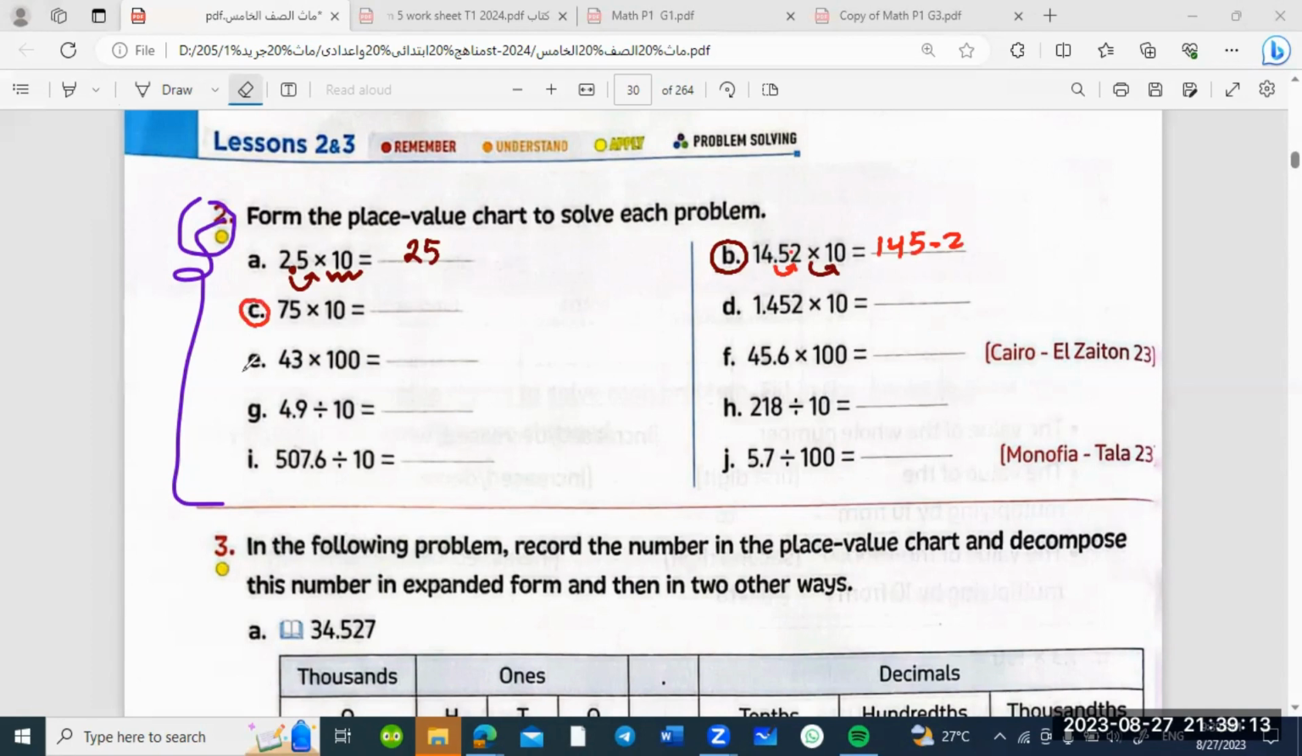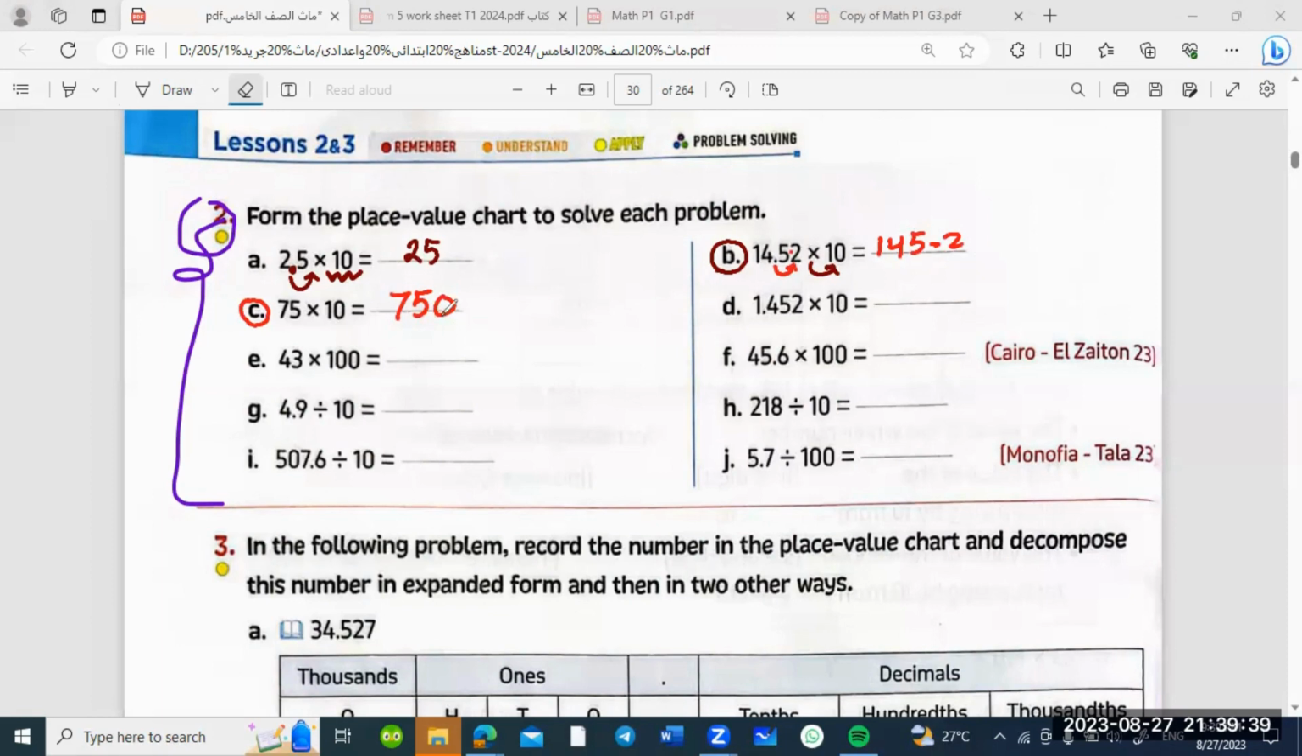C: 75 multiplied by 10. Look, here we don't have any decimal. This is a whole number, 75, without any decimal point. So now you will just write your 75 and add 0 to it. That's it. Do you remember when we multiply by 10 in grade 4? When we multiply by 10 or 100, just write the zeros after 75.